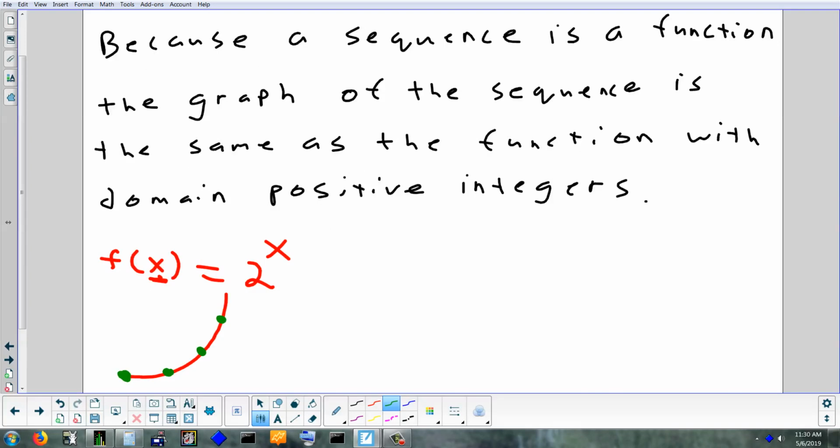Okay. So the graph of a sequence would look just like the graph of your function, except technically you wouldn't connect the dots because there's nothing in between the second and the third term. It would just be empty space. So the graph of a sequence looks kind of like that. Just only graph the positive integers, just those dots. Any questions on that idea?